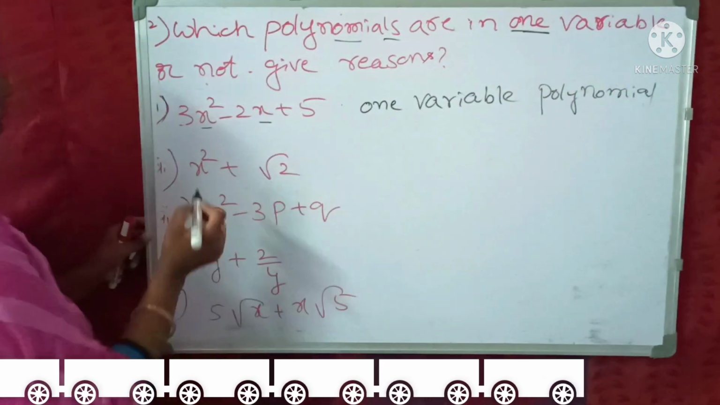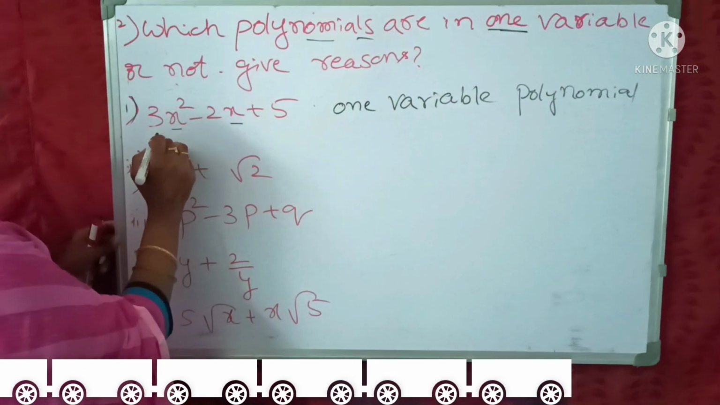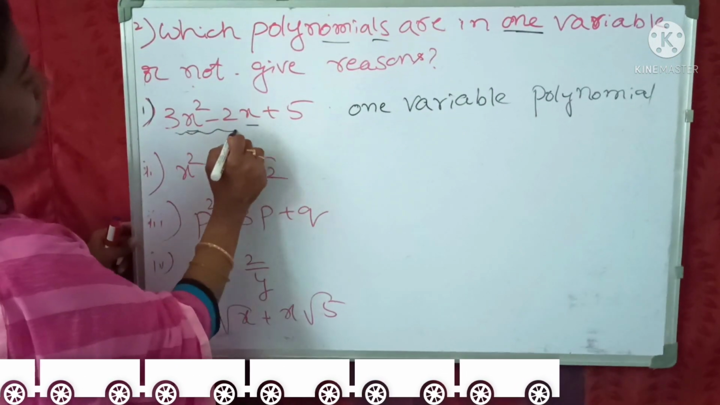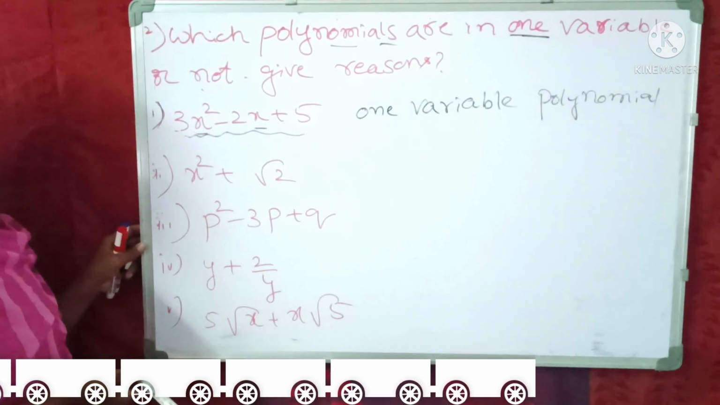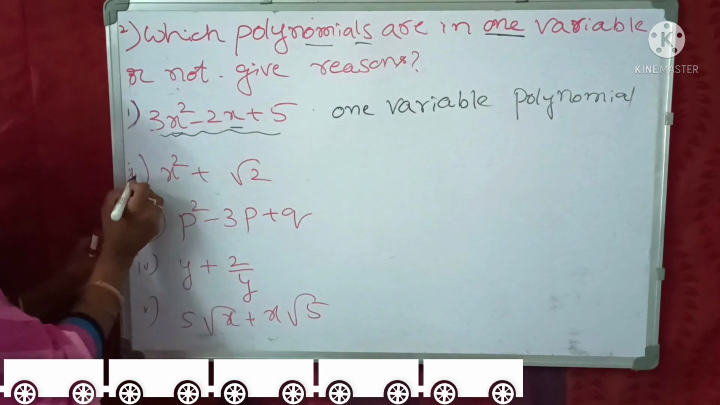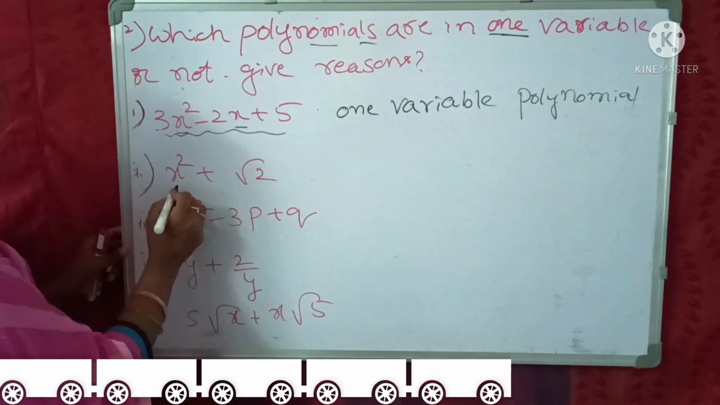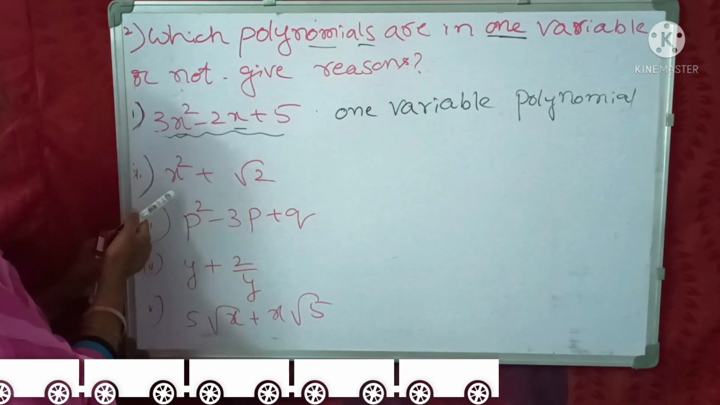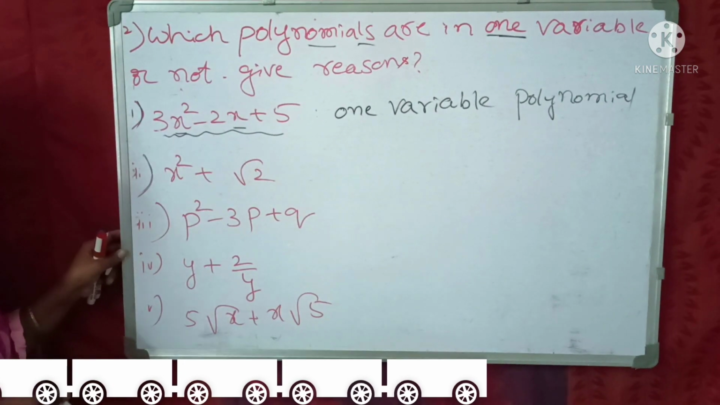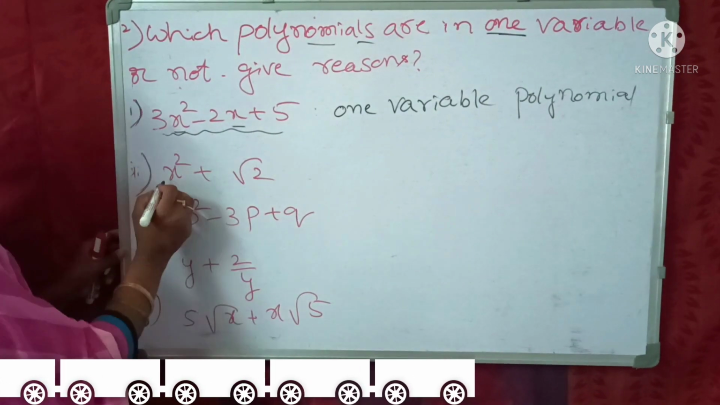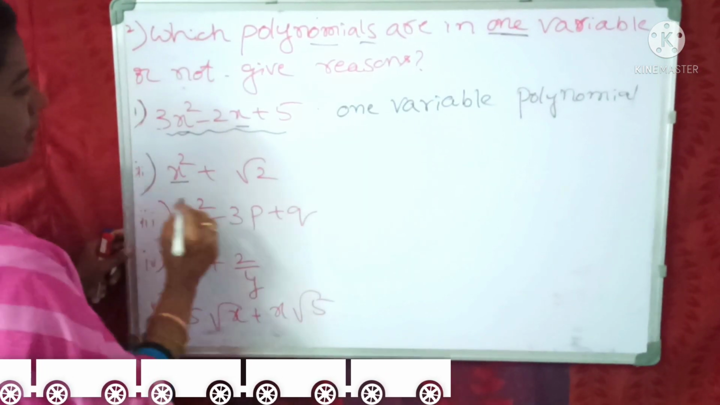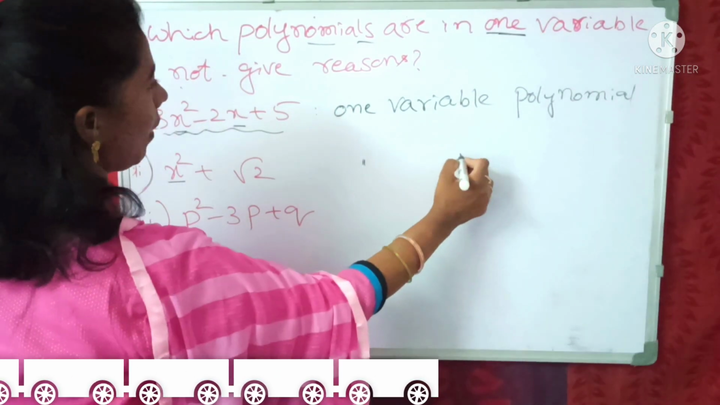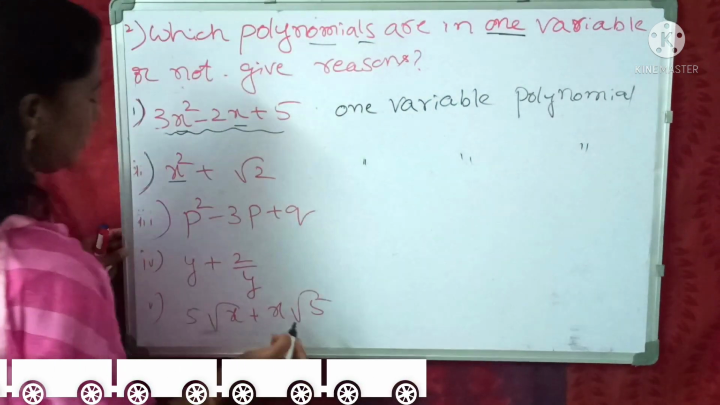Okay. And which type of the polynomial is this? This is a trinomial. Okay. And the next problem is x square plus root 2. Is this a polynomial? Yes, this is a polynomial. In one variable. The variable is x. This is also one variable polynomial.